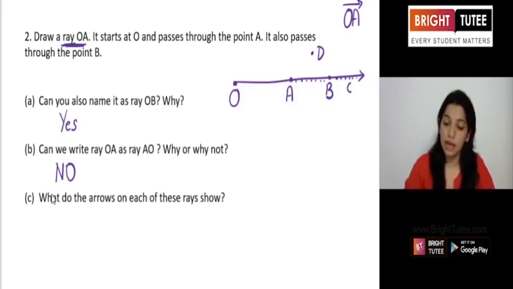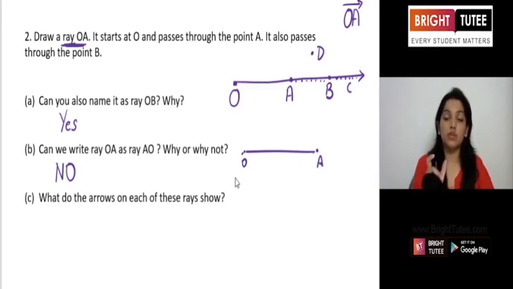Why we cannot do this? Because O is the starting point and A is what's going in the endless direction. So if I'm reversing it, what am I doing? I'm starting from point A and I'm going to point O. But this is not a ray. This is a line segment. Okay, so we cannot name it as AO because A is a point, O is a point, and if I'm reading it as AO, I'm basically putting these 2 points, and in between the line that I have, this is not a ray, this is a line segment.